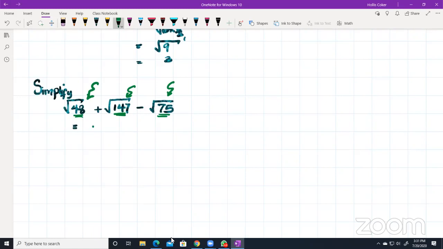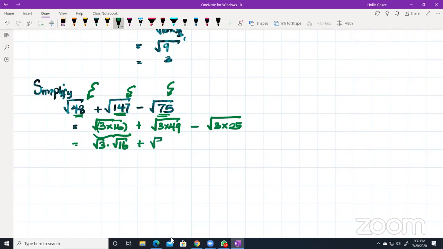So I say this is actually like the root of 3 times 16 plus the root of 3 times 49 minus the root of 3 times 25. And then you know that the root of this here will be root 3 by root 16. And this one will be root 3 by root 49. And this one will be root 3 by root 25. And you can clearly see in all three that the common factor is 3. And then these numbers are actually perfect squares, these three.